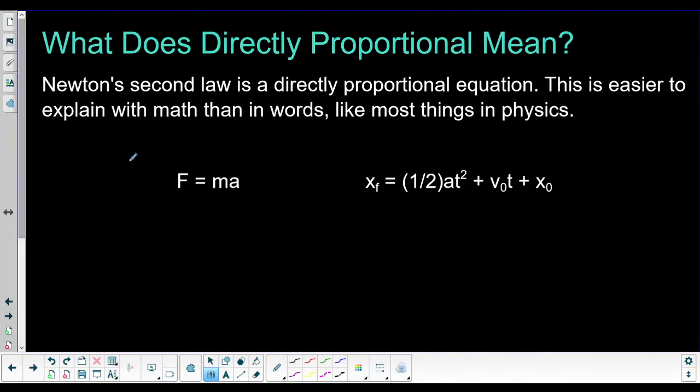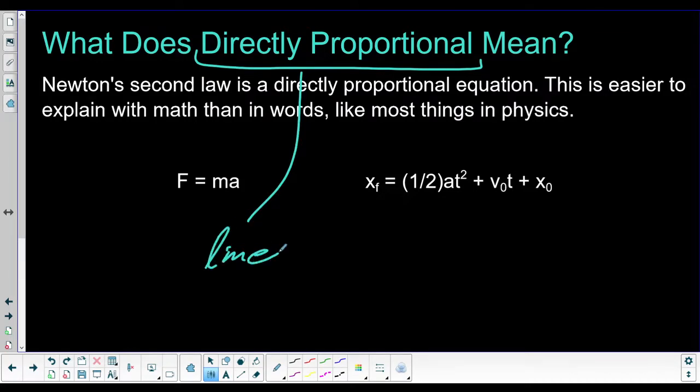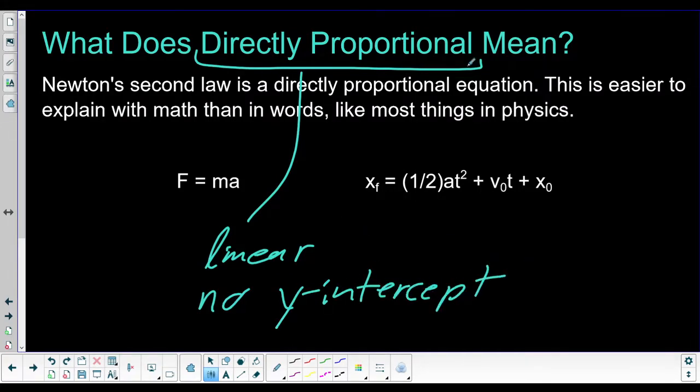I'll have you do some problems with this, and that'll probably clear things up a little bit. But in general, directly proportional means two things: linear and no y-intercept. In a directly proportional equation, if you double any of these, or you triple them, or, actually I take that back, let's not say square, but if you multiply or divide them by any constant, you will do the exact same thing to the other side of the equation, to the force.